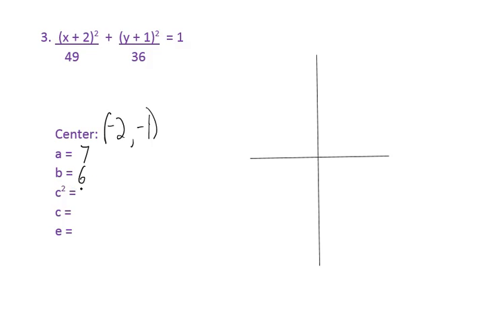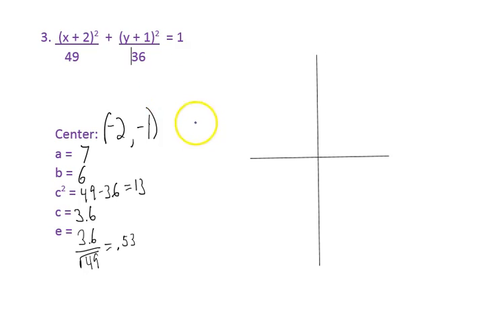And then c squared will be the big one minus the small one. And so in this case, that'll be 13. And we take the square root of that to get c, so that'll be 3.6. If you need to find the eccentricity, you put in the 3.6 and divide it by the square root of the big one, which is 49. And in this case, you get a 0.53 as your answer.